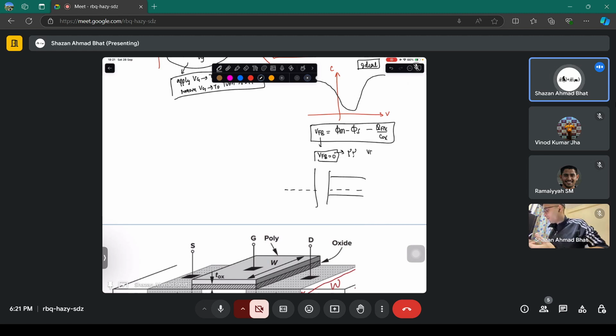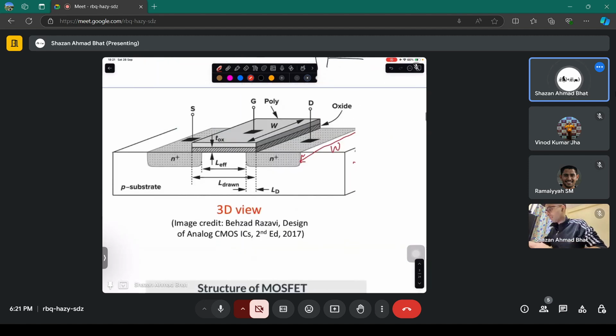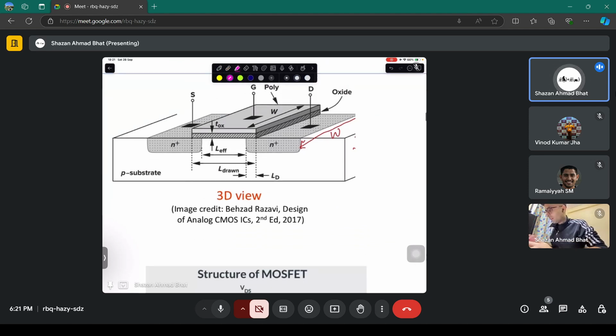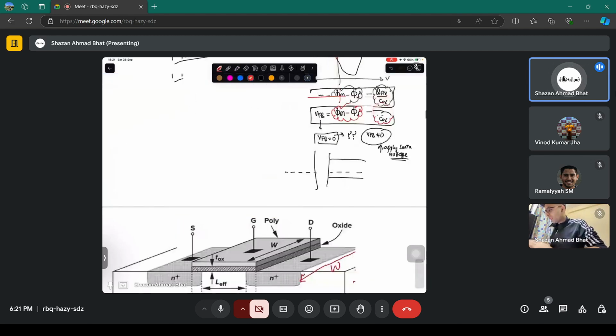And if you have flat band voltage non-zero, that means you have to apply some voltage to make the bands flat. Why will the flat band voltage be non-zero? Because of this work function difference, because of some fixed charges. So these non-idealities play a crucial role in determining whether the transistor is an enhancement type or a depletion type transistor. So here is a three-dimensional view of a transistor, which has been taken from this particular reference. Maybe the professor has also referred to it, and that's what I have shown here.